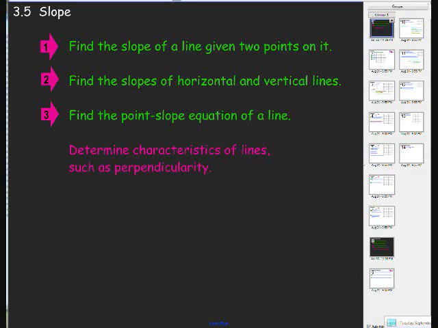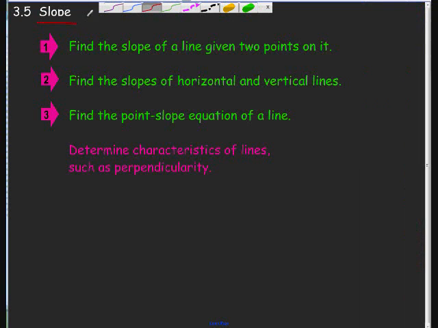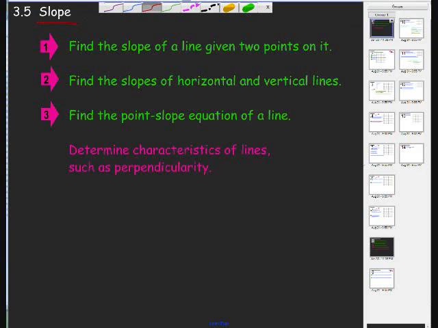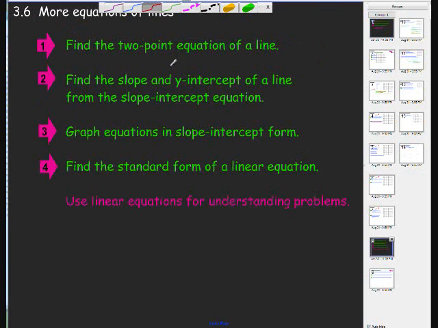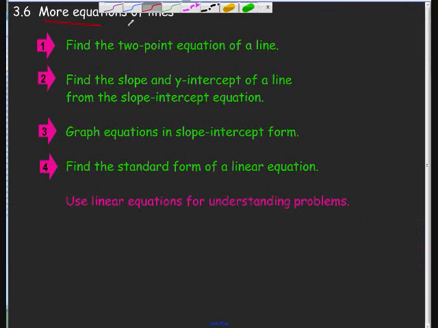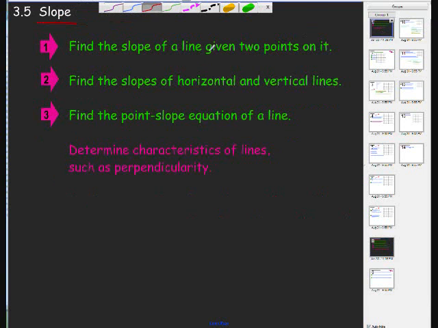Here again we have a twofer. We've got a lesson on slope and a lesson on equations of lines: a 2-point, the slope y-intercept form. It's not really anything new for you here, I don't think. So we'll be able to move through this pretty rapidly.